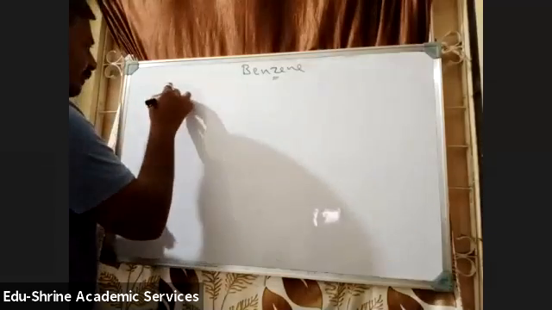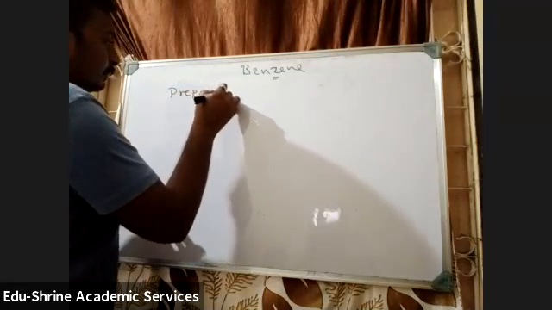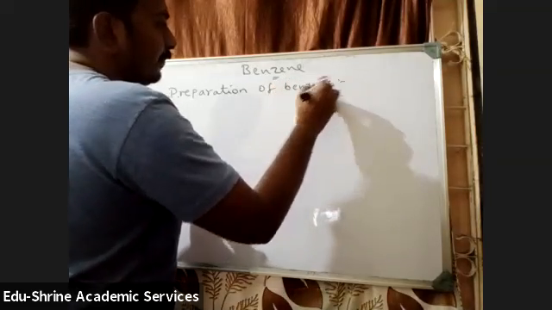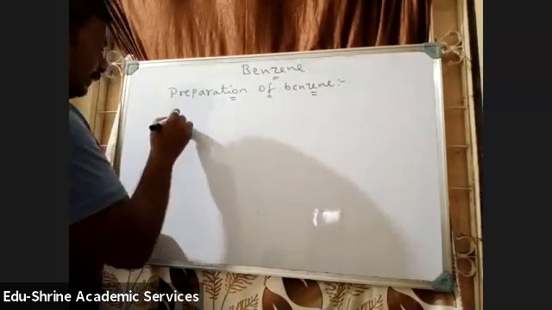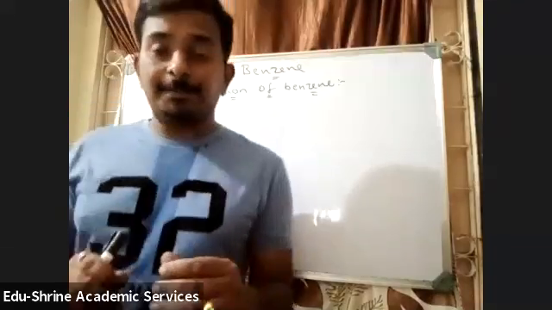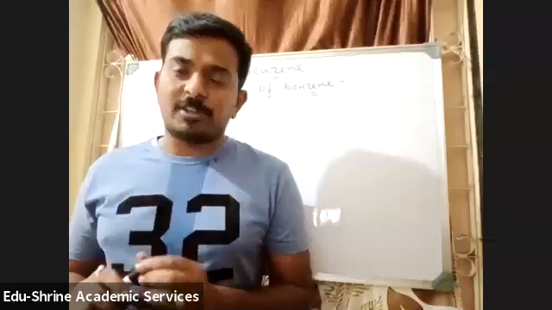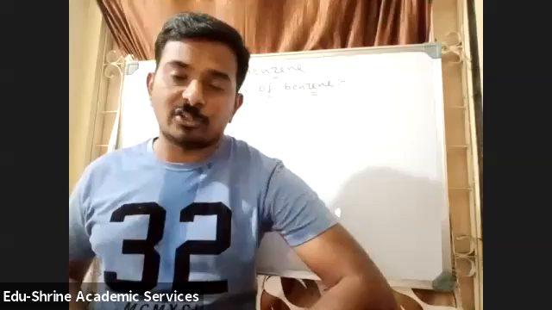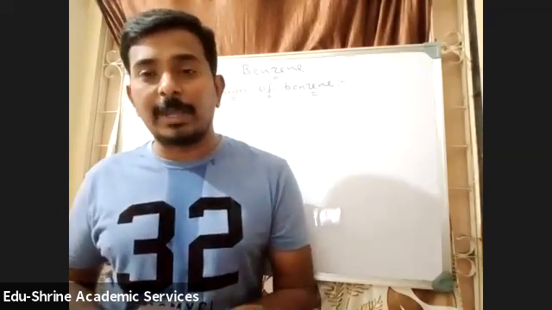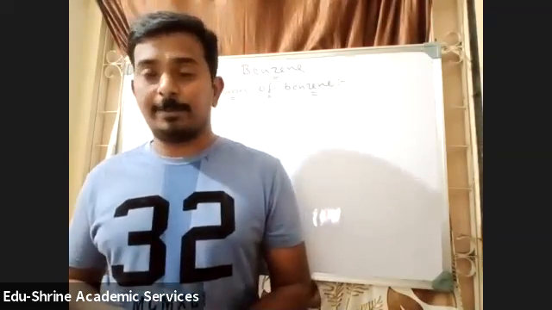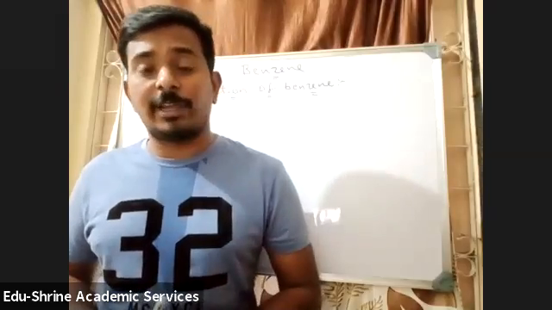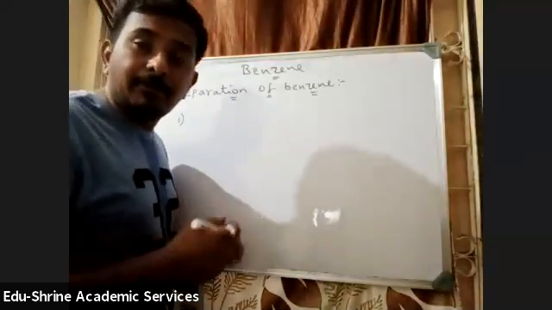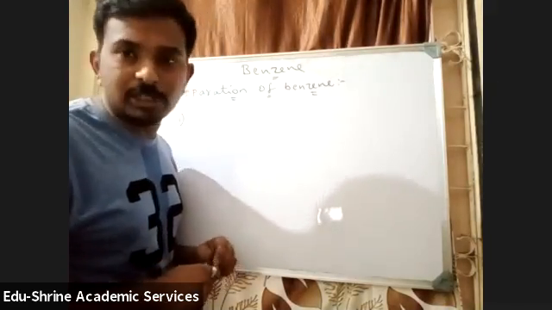So first, coming to the preparation of benzene. Today only we have seen one or two methods of preparation of benzene. From benzene diazonium chloride we prepared benzene, no? By treating it with reducing agents we prepared it. While studying phenols also, I think we didn't study the preparation of benzene. Anyway, phenol on reaction with zinc dust also gives benzene.